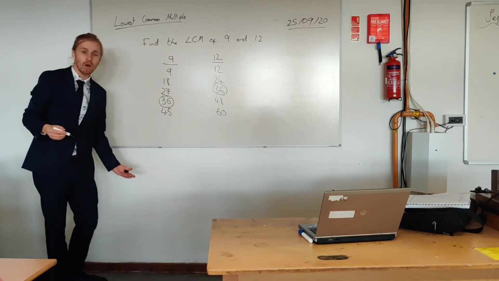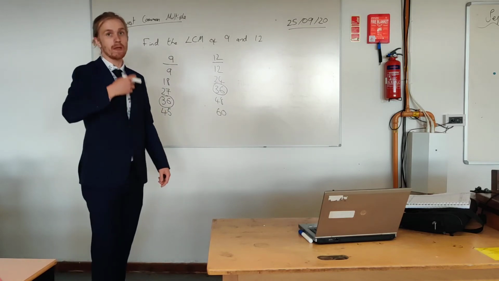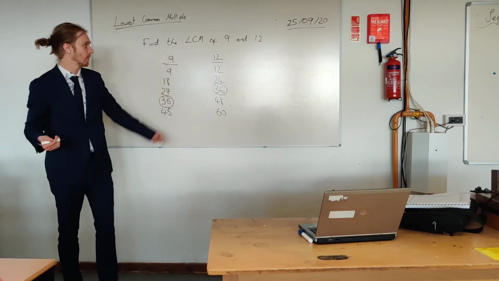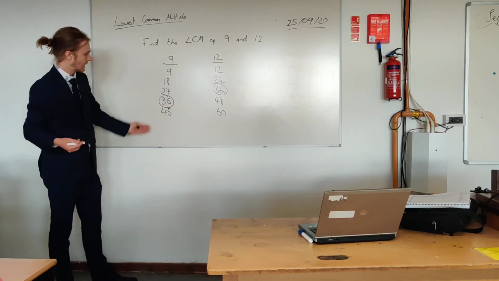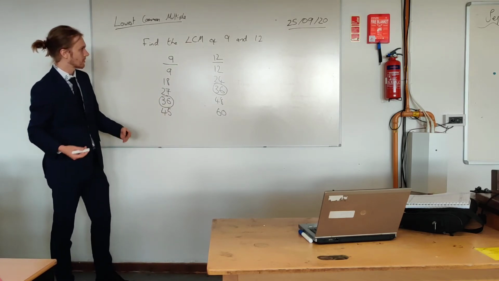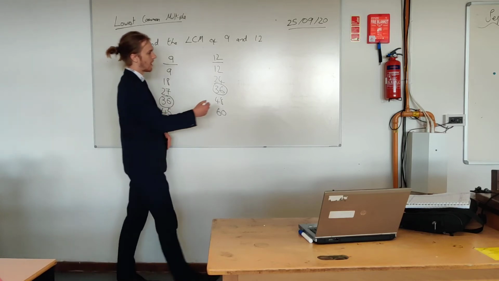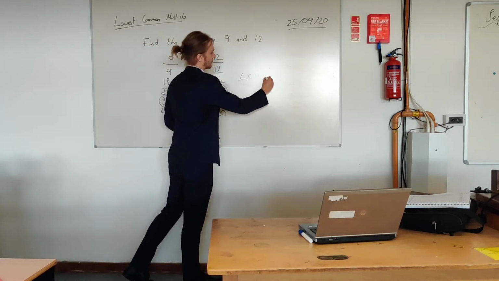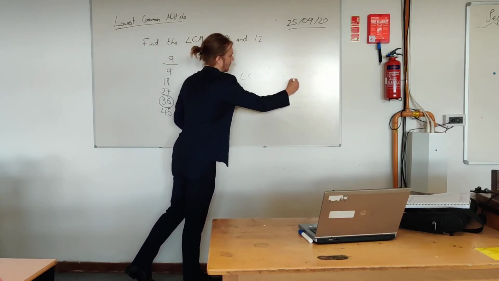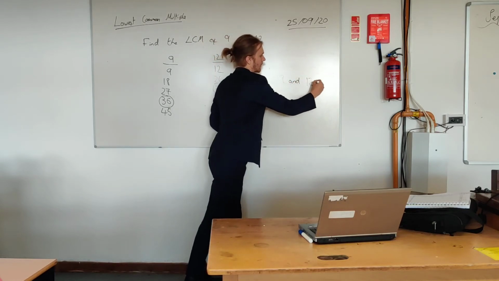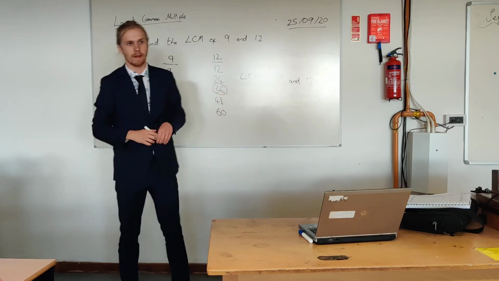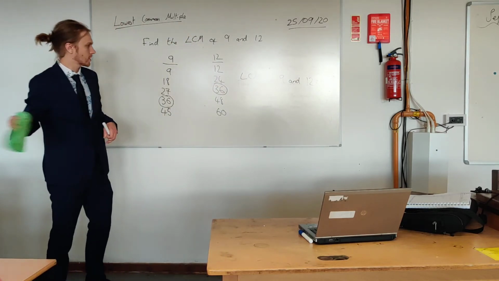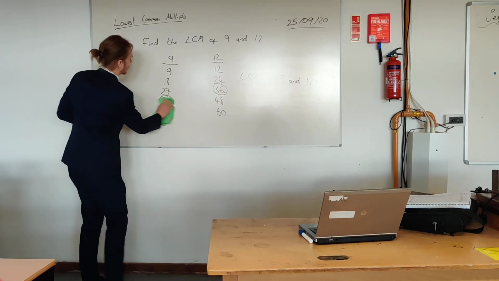Now if I carried on doing my lists, there will be loads more multiples they have in common. But I want the lowest common multiple, and if I carry on, they're all going to be bigger. So the lowest common multiple of 9 and 12 is going to be 36. Hopefully that makes sense for you, and you've got that in your blue books. Pause the video if you need another couple of seconds.